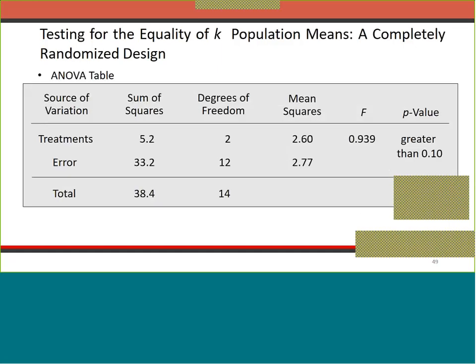So if you want to write the ANOVA table, again, first column: source of variation, treatments, error, total. Second column is sum of squares. Third column is degrees of freedom. Fourth column is mean squares. Fifth column is calculated F. And sixth column is p-value, which we got greater than 0.10.